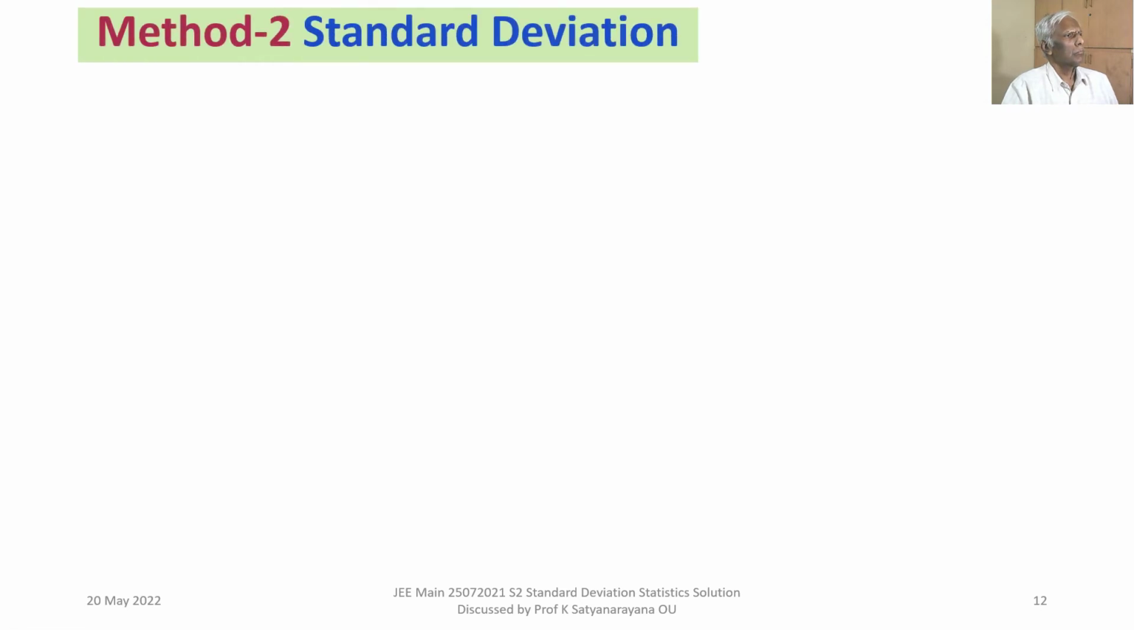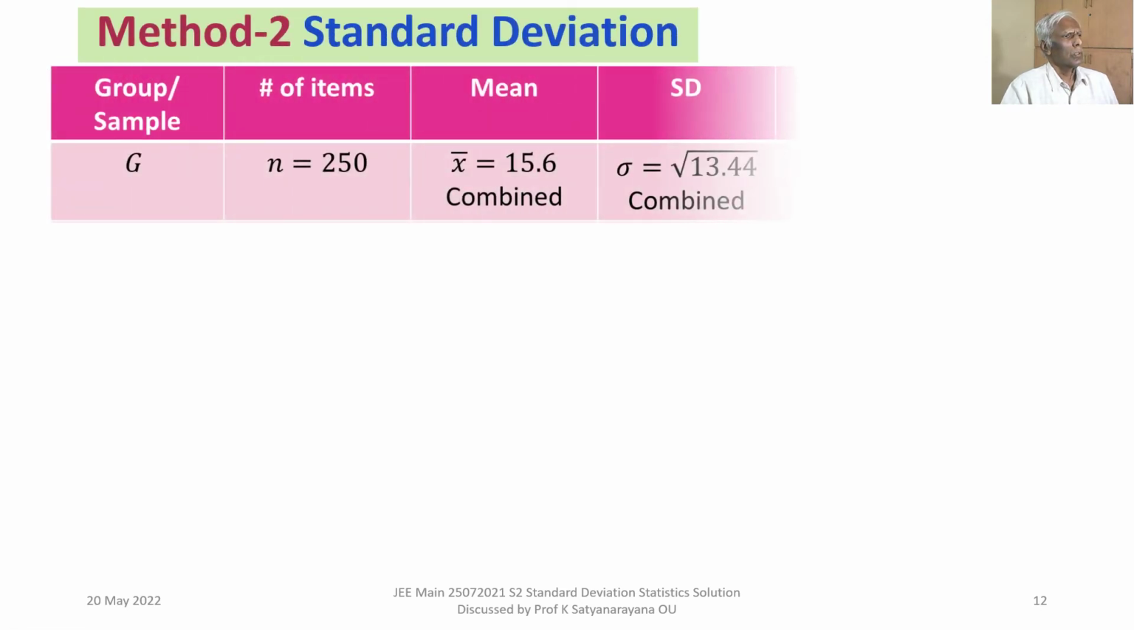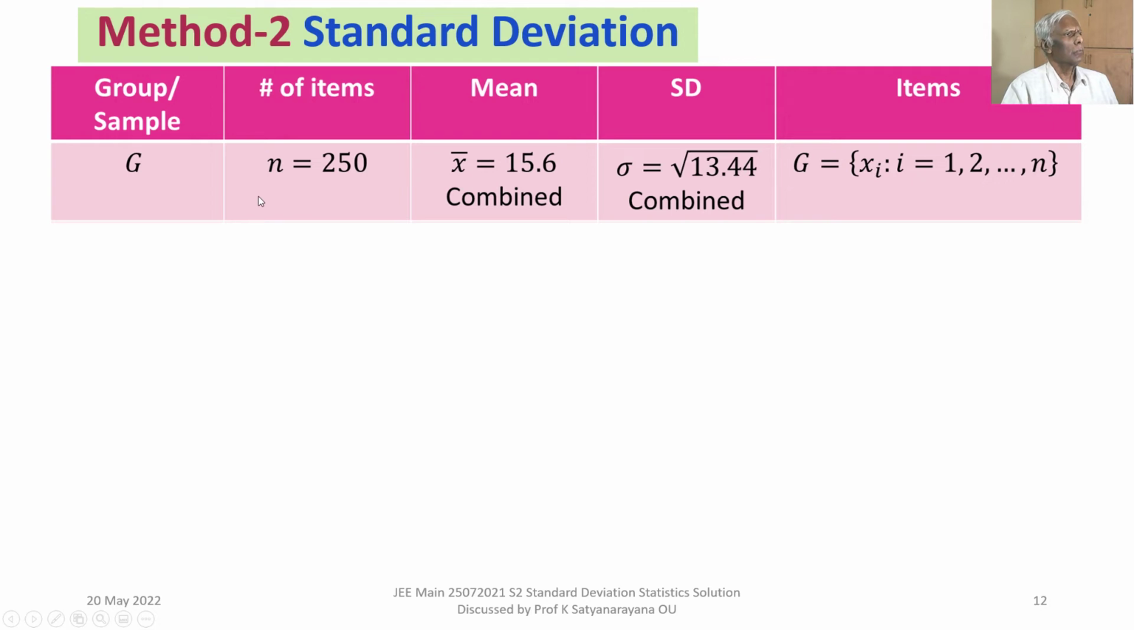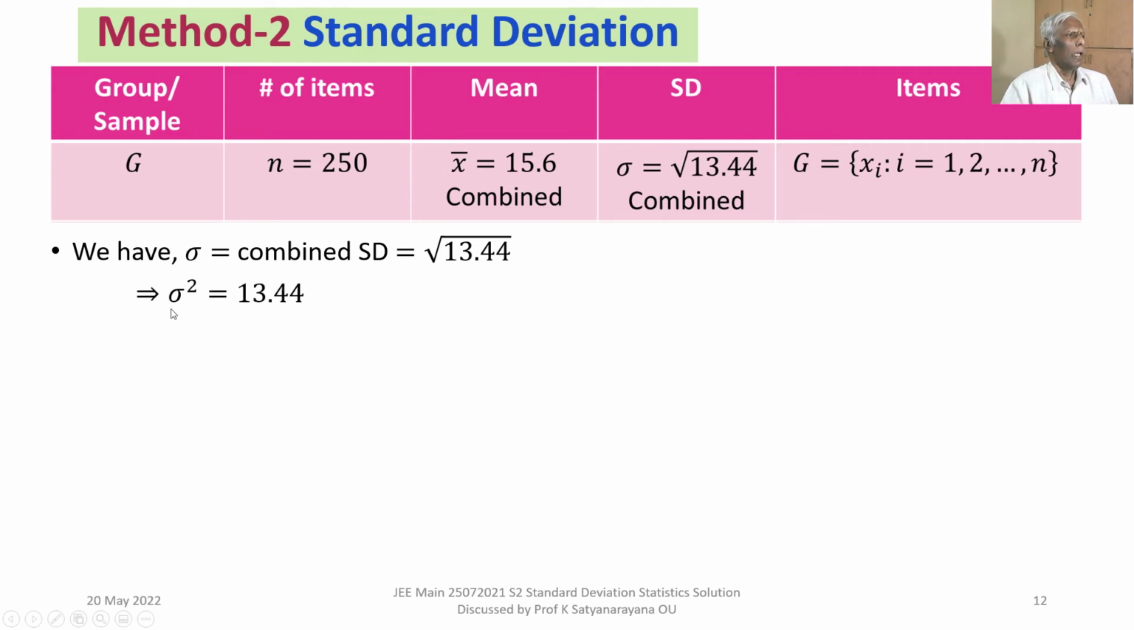And now let's take down the group G, and we have sigma. What is sigma? Is the combined standard deviation that is given to be under the square root of 13.44, and its square, that is variance, is 13.44.